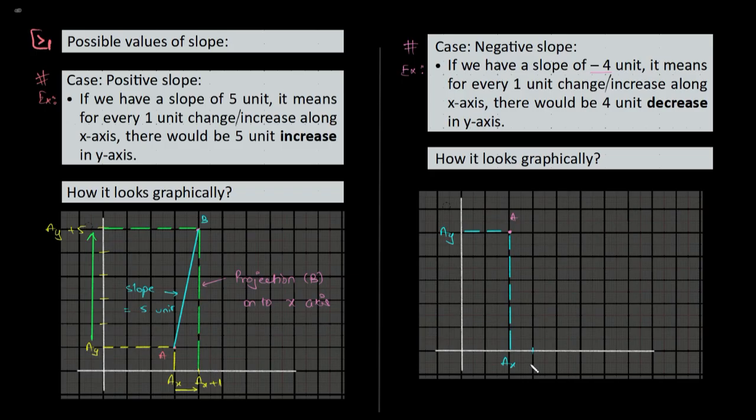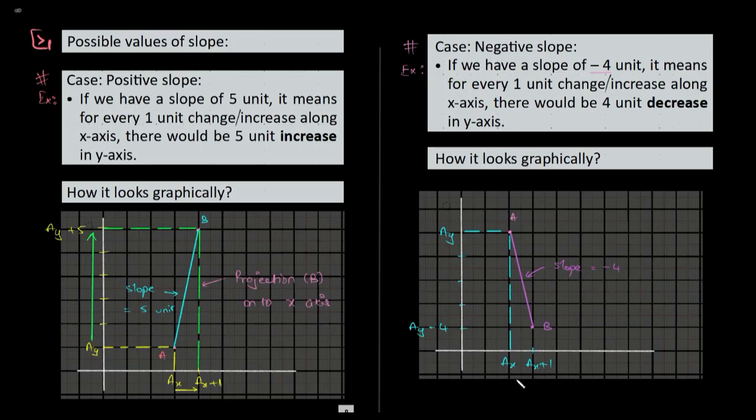So a change of 1 unit along the x-axis is AX plus 1, and a decrease of 4 unit means 1, 2, 3, 4. So this is AY minus 4. The point wherein both meet is where the second point lies, and this is a line with slope minus 4.